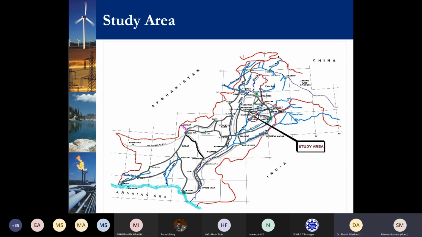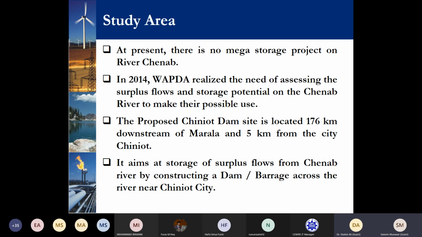This is the study area, which shows the location of Chenab Dam. It is located on Chenab River. At present, there is no mega storage project on River Chenab. In 2014, WAPDA realized the need of assessing the surplus flows and storage potential on the Chenab River to make their possible use. The proposed Chenab Dam site is located 176 kilometers downstream of Marala Barrage and 5 kilometers from the city Chenab. It aims at storage of surplus flows from Chenab River by constructing a dam cum barrage across the river near Chenab city. Its storage would be around 0.9 MF to 1 MF.